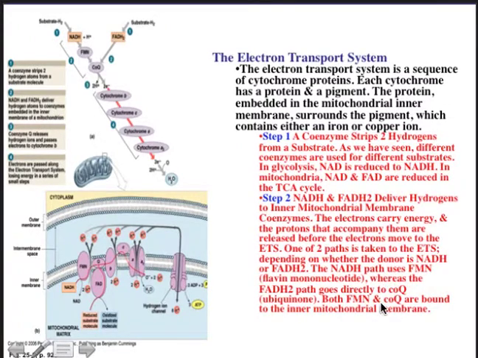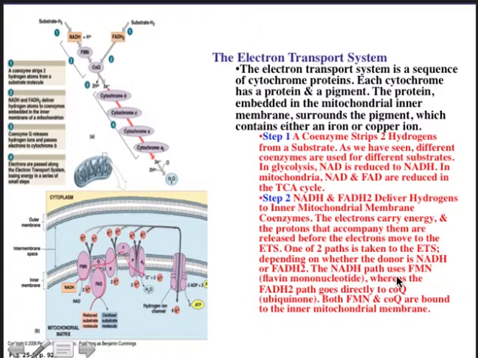In step 2, NADH and FADH2 deliver hydrogens to the inner mitochondrial membrane. And by hydrogens, we really mean high energy electrons. These coenzymes are then carriers. The electrons carry energy, and the protons that accompany them are released before the electrons move into this electron transport system. One of 2 paths is taken in the electron transport system, depending on whether the donor is an NADH molecule or an FADH molecule.